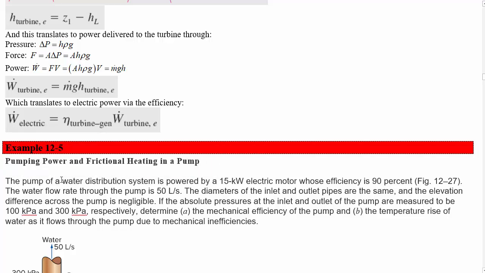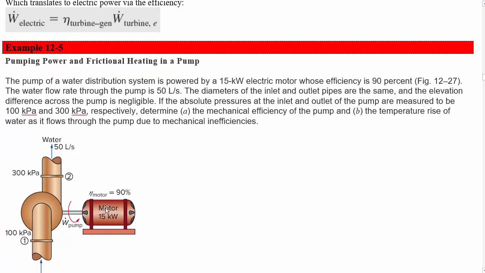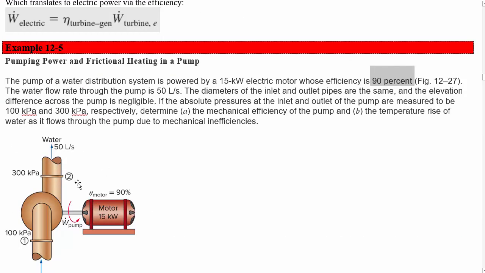The pump of a water distribution system is powered by a 15 kilowatt electric motor, shown here with this quality illustration, whose efficiency is 90%. The water flow rate through the pump is 50 liters a second. The diameters of the inlet and outlet pipes are the same, and the elevation difference across the pump is negligible compared to the other numbers involved.